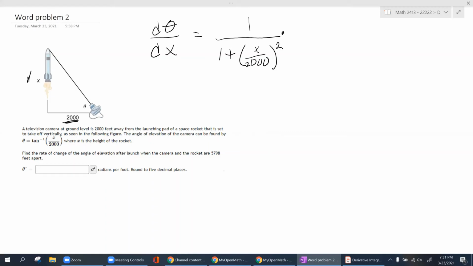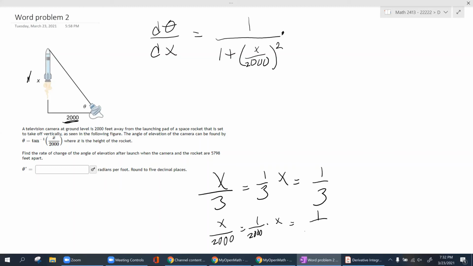Whenever you have x over 3, this is the same thing as 1 over 3 times x. And the derivative of a variable that just has the 1 is just the coefficient in front of it. If you were looking at x over 2000, this is technically 1 over 2000 times x, a term of degree 1, x to the 1. The derivative of that, the x just disappears, leaving me with just the coefficient, 1 over 2000. That would be my derivative of that.